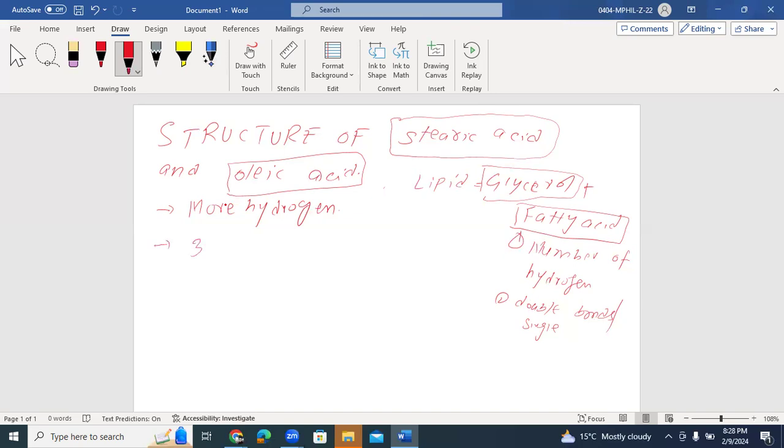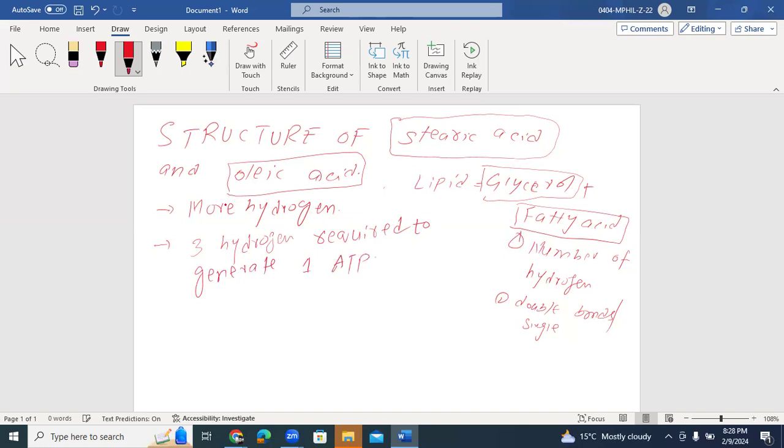Three hydrogen, three hydrogen required to generate 1 ATP. What does it mean?